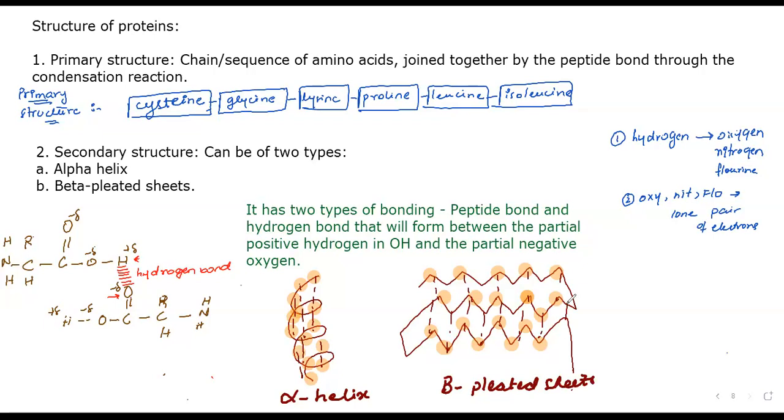So your amino acid can undergo folding in two different ways. Either it can make a spiral or it can make what we call a beta pleated sheet. Making sense? Any confusion?